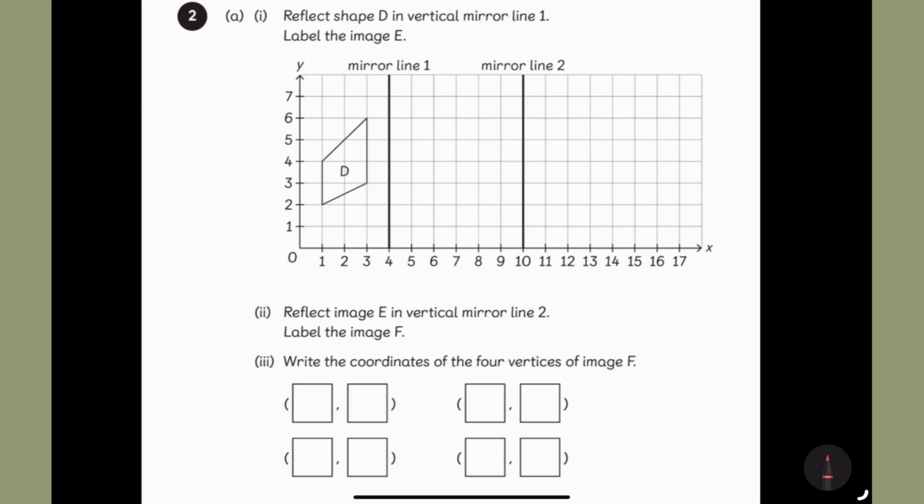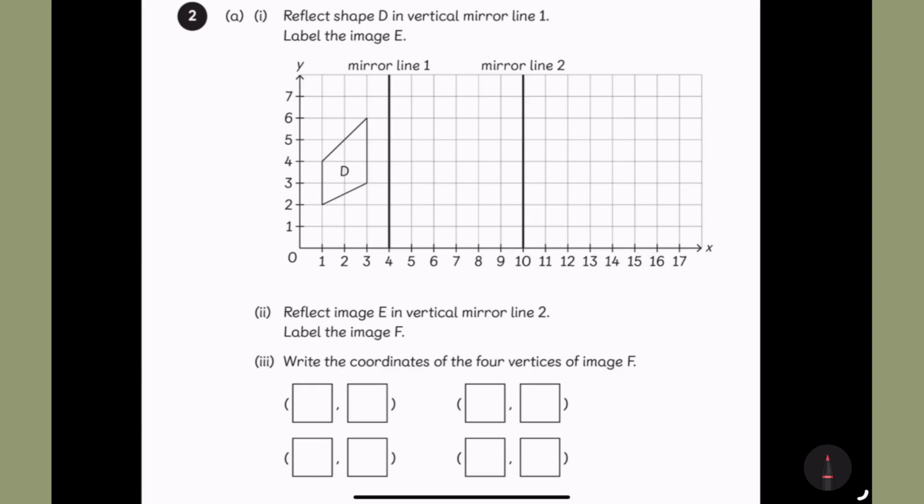Our main topic for today is describing successive reflections. Here we're going to have a mirror, and in front of the mirror, we're going to draw the images that are given. Let's begin with the first example. It says reflect shape D in vertical mirror line 1. Label the image as E. Okay. The first question, let's solve with that.